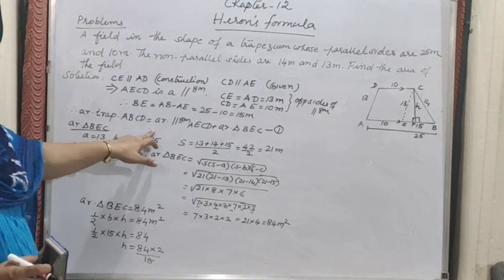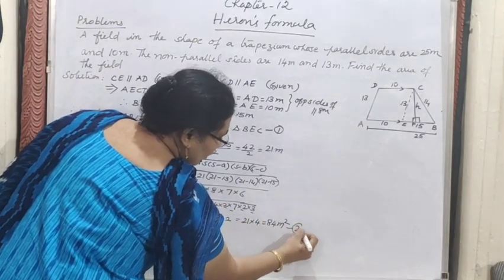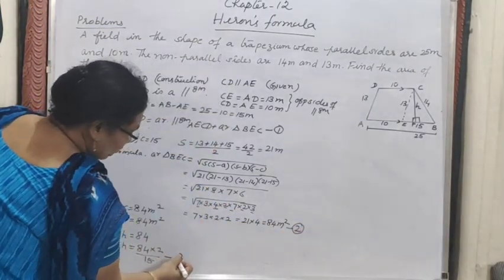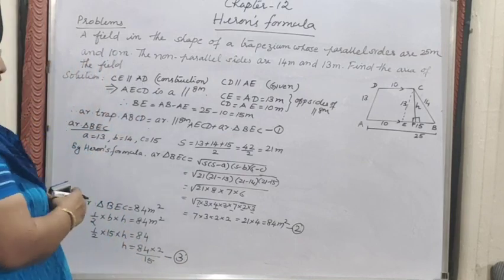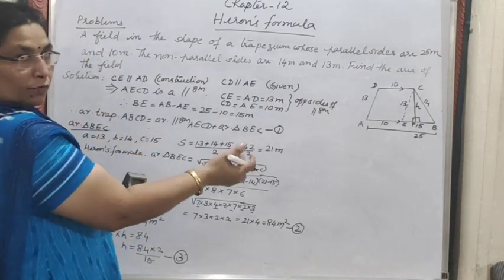So we have marked already the first equation here. The area of BEC I have calculated, equation number 2, and this is equation number 3. Now what is the next step remaining? We need the parallelogram's area, so I'll go for this side.